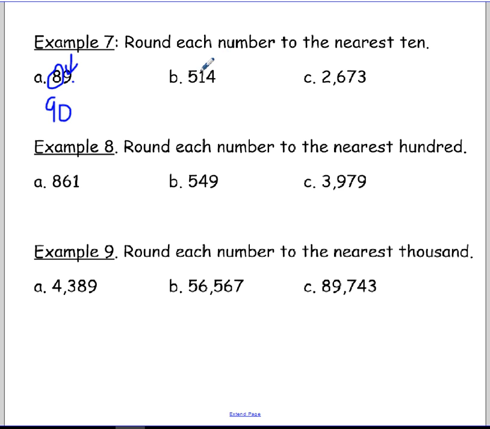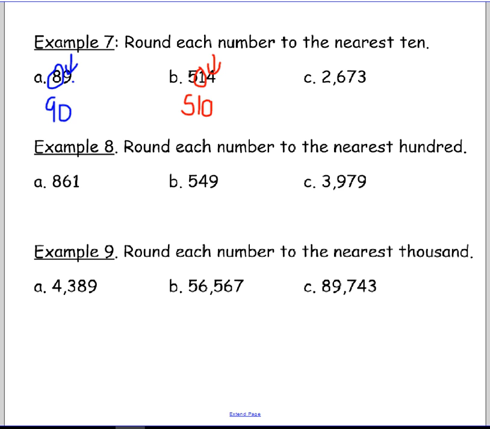For 514, our 1 is the rounding digit. That's our 10s spot. The number to its right is a 4. A 4 tells it to stay the same. So we'll bring down our 5. A 1 stays the same. And everything else becomes 0, which is only 1 digit in this case, because we're rounding to the 10s spot.